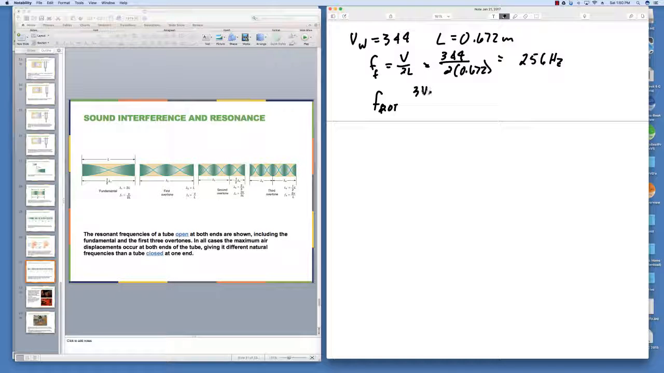That's going to equal 3 times 344 over 2 times 0.672. And that's going to equal 3 times this number, which is 768.